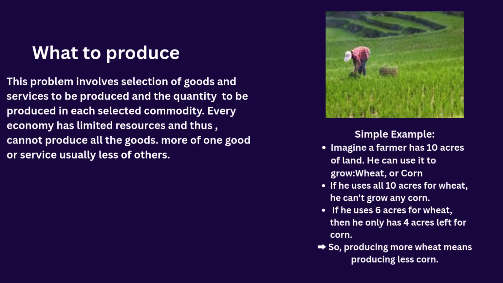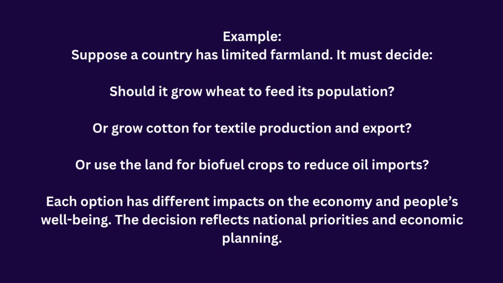So based on the availability of land, based on the resources, based on the labor, you are deciding what to produce. Okay. And next, one more example you can see here. When it comes to country level, we were discussing individual things, no. Suppose a country has limited farmland. Okay, it must decide: should I grow wheat to feed its population, or grow cotton for textile production, or use land for biofuel crops? Biofuel also we need, right, for transportation.